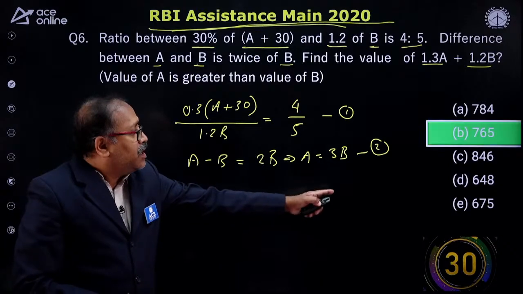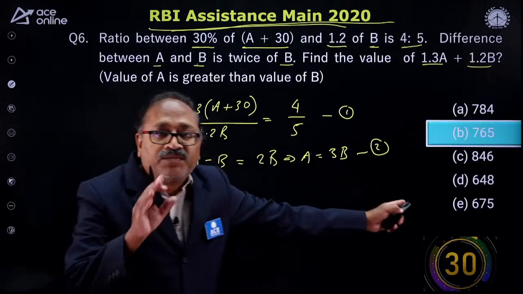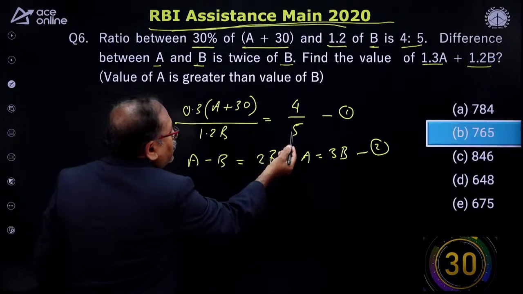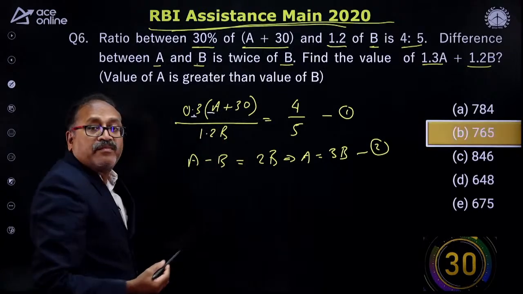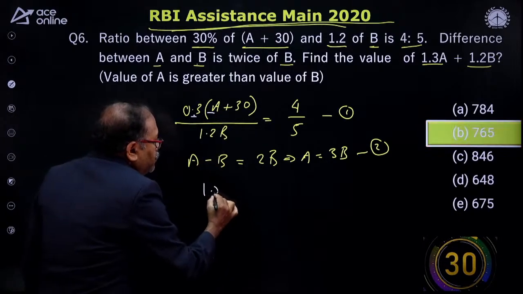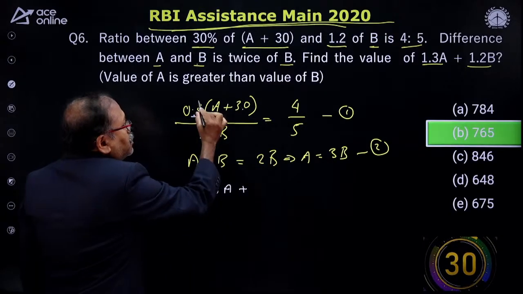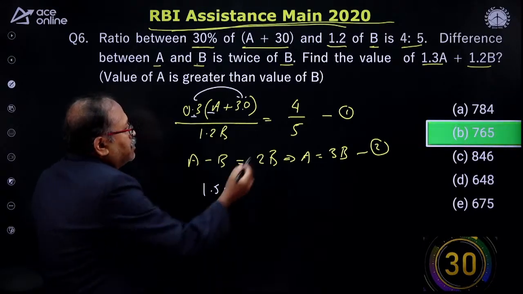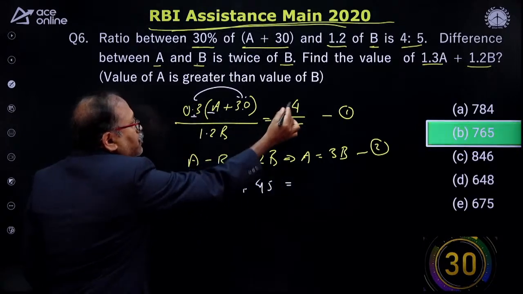Let me check the answer, and the answer is B. So nicely done, Mr. Vamsi. Well done, sir. So what you might have noticed over here is 0.3A, 0.3A into 5, that is 1.5A. So I will take 1.5A plus 0.3 into 30, that's 9, and 9 into 5 is 45. So 45 is equal to 12 into 4, which is 48.